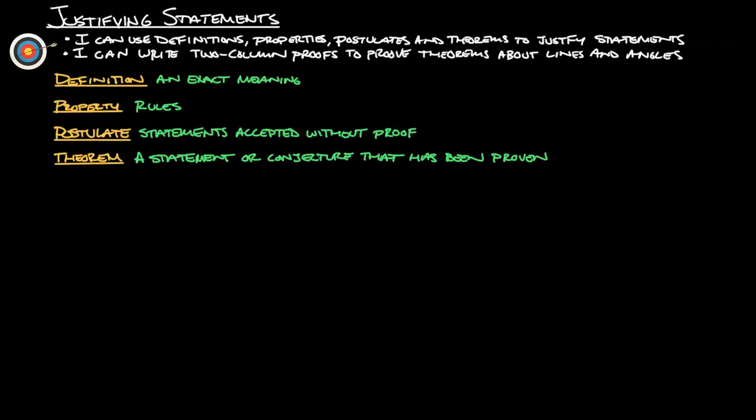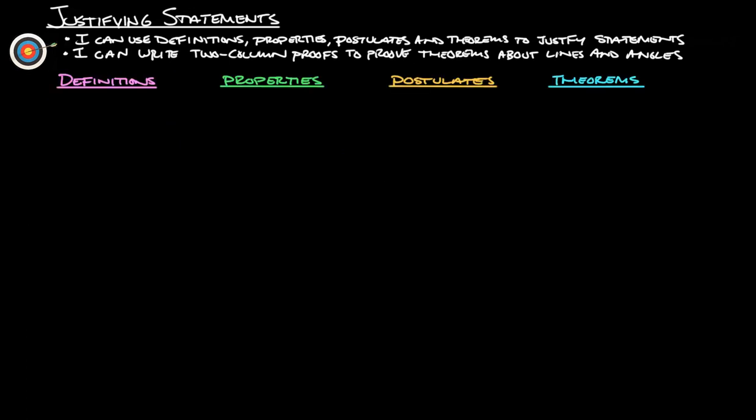Okay, so first thing is let's talk about what definition, property, postulate, and theorem means. A definition is just an exact meaning. That's something that we've defined. And I'm going to give you a bunch of examples in a minute of all of these. A property is just rules that we use, like math rules. A postulate is a statement that's accepted without having been proved yet, but we just say that, yeah, that works. And a theorem is a statement or conjecture that has been proven. So let's look at some examples of each of those.